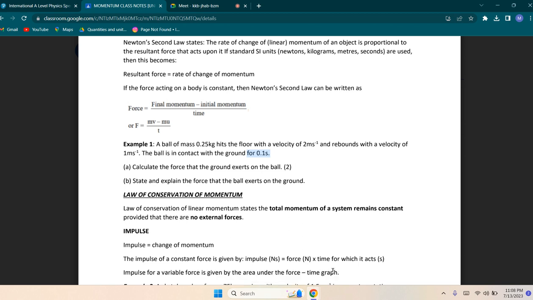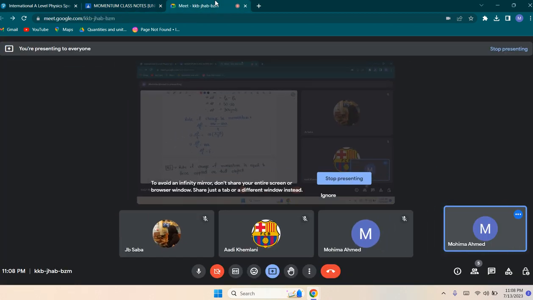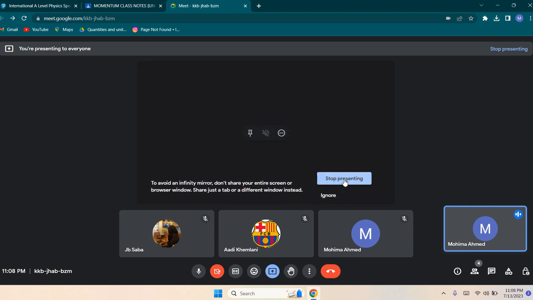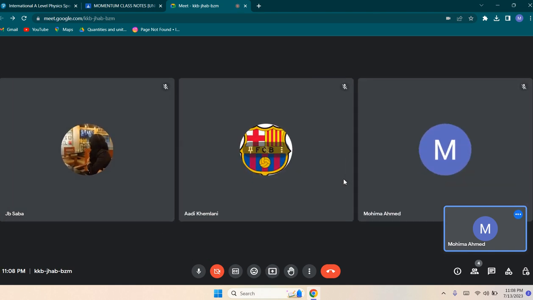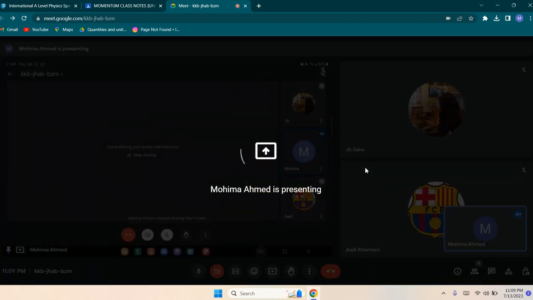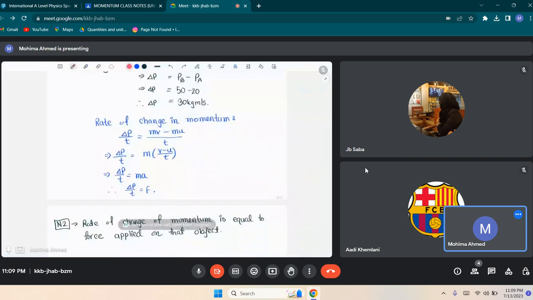Impulse is a very short concept. I think we did our calculations for impulse in AS. Yeah, we did explain impulse in AS, but not in that much detail. Can anyone tell me any ideas they have about impulse?